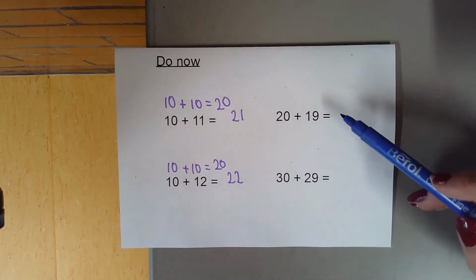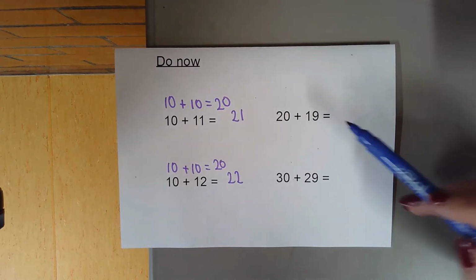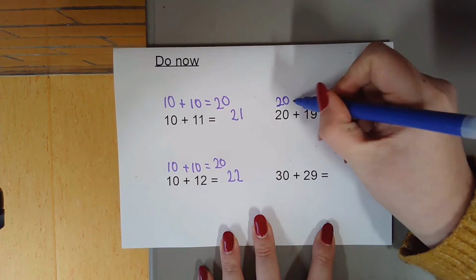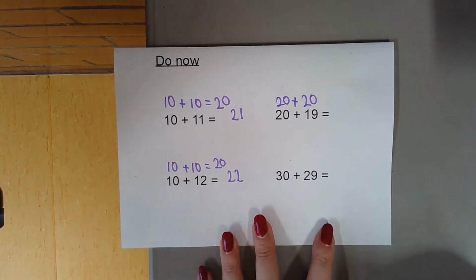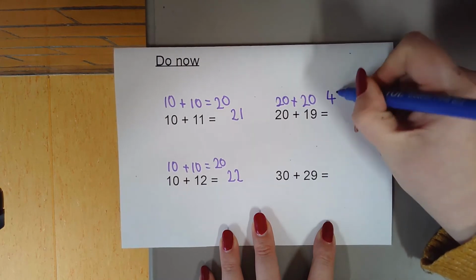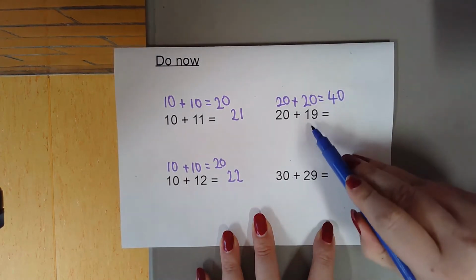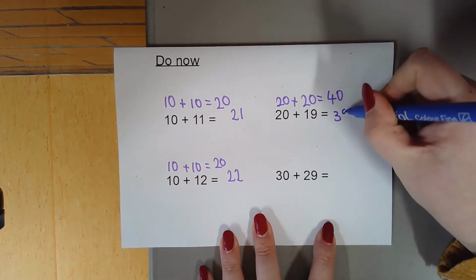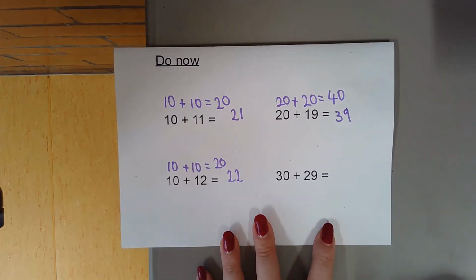Do I have any near doubles? I do. 20 add 20. If I know that 2 add 2 equals 4, I know that 20 add 20 equals 40. Did I want 20? No, I wanted one less. So the answer is 1 less than 40, which is 39.